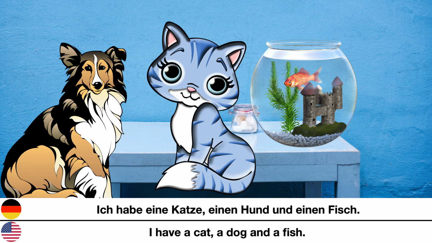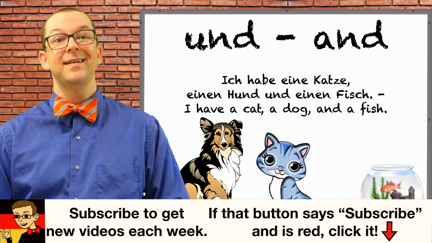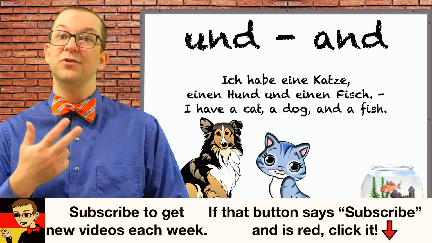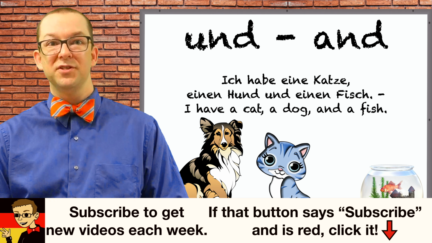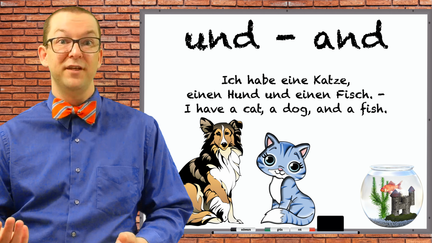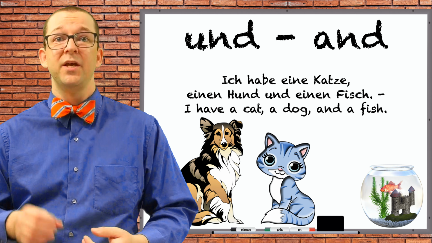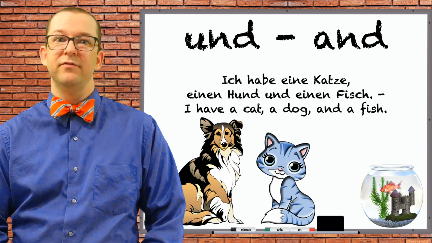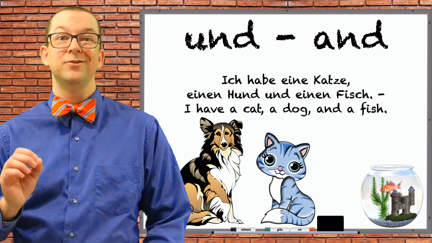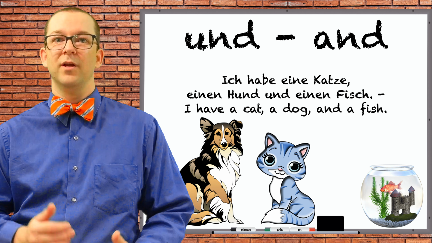Ich habe eine Katze, einen Hund und einen Fisch. I have a cat, a dog, and a fish. In this sentence, I connected three words with the conjunction und. It shows you that I don't just have a dog or a cat or a fish, I have all three. You'll notice that I use the article in front of each noun. This is necessary to show the gender and case like you normally would.